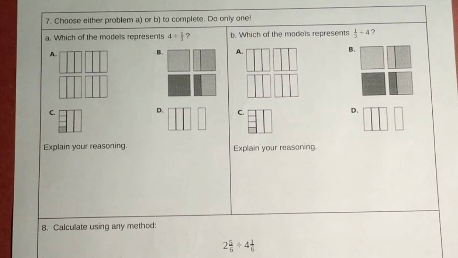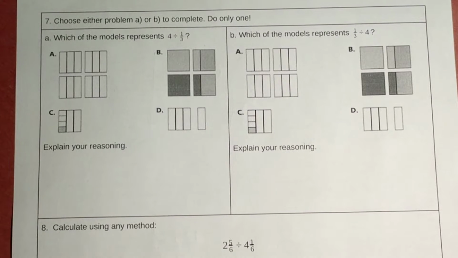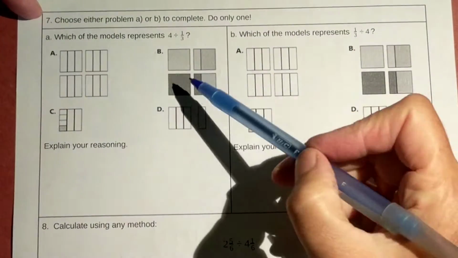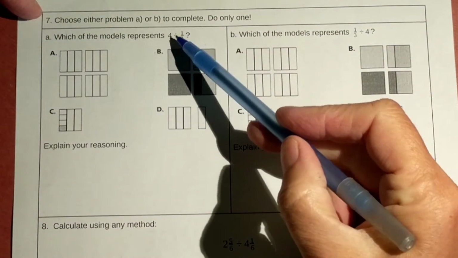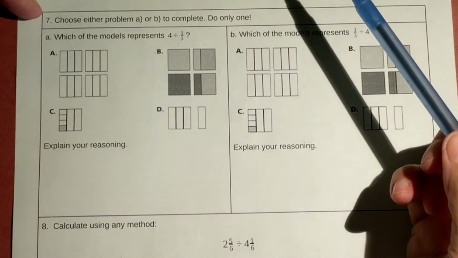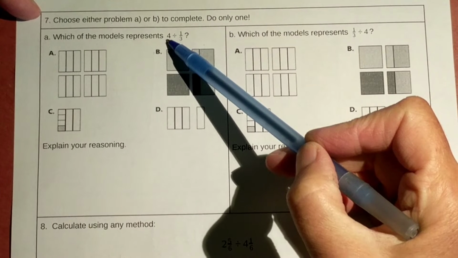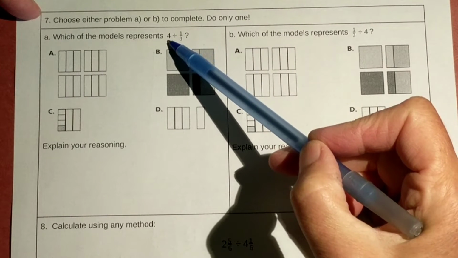Okay, for number 7, you don't have to do both problems. You only have to do one. So I'm going to do both, but you don't have to do both. So which one of these represents 4 divided by 1/3? That means you start off with 4, and then you see how many thirds go into 4.